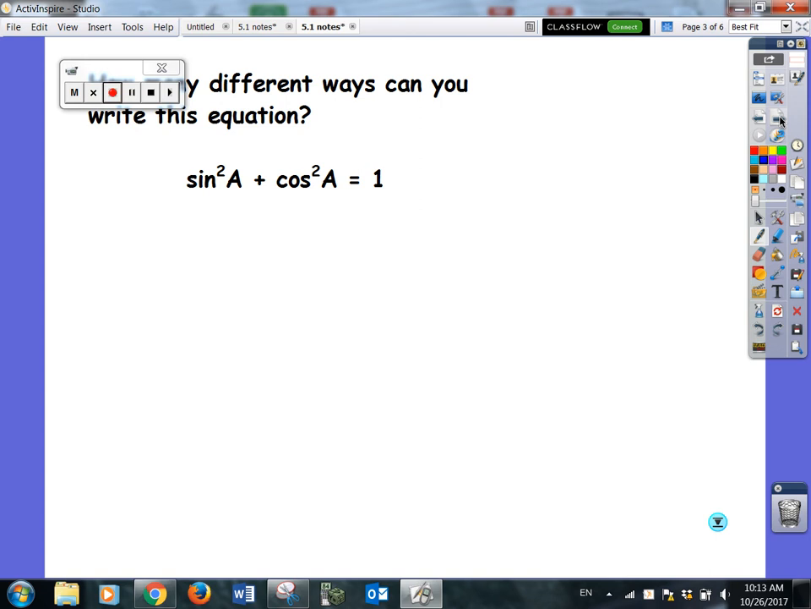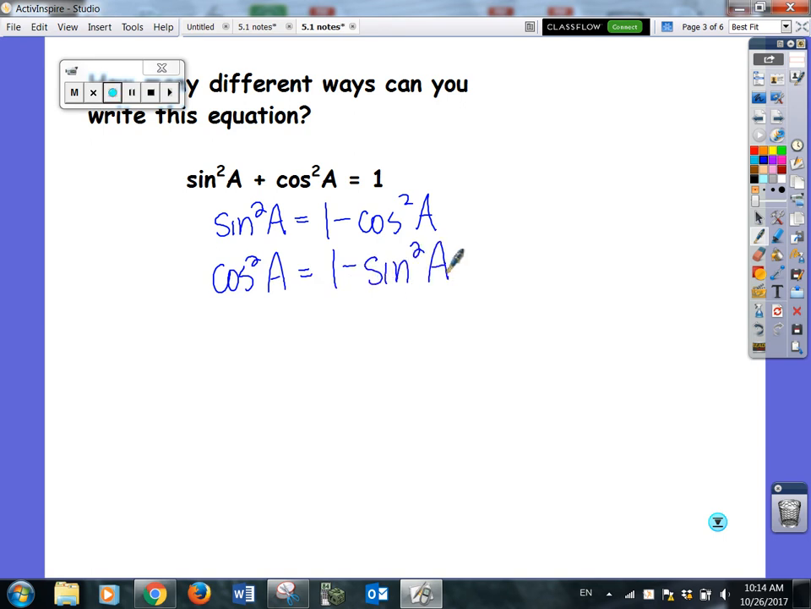I could move the cosine to the other side and make this sine squared a equals 1 minus cosine squared a, still the Pythagorean identity, which you'll see as you work these problems, you're going to have to manipulate them. We can't change it. We can't take the square root of that. That's not something that's even possible to be done, but we can manipulate it. We could also change this to cosine squared a equals 1 minus sine squared a. Those three you'll see a lot as far as that order that it goes.